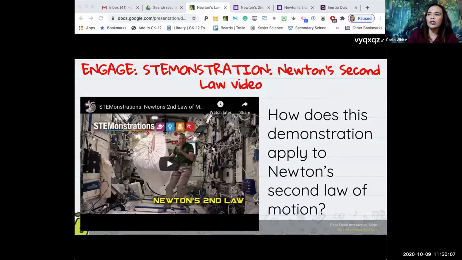How does this demonstration apply to Newton's second law of motion? According to Newton's second law of motion from our notes last time, an object that is accelerating and has a certain mass is equal to the force applied to the object. So in this particular scenario, how did he demonstrate Newton's second law of motion? Let's take a look at some of your answers. I got 13 out of 21 responses already. I'm still waiting for 7 more people.